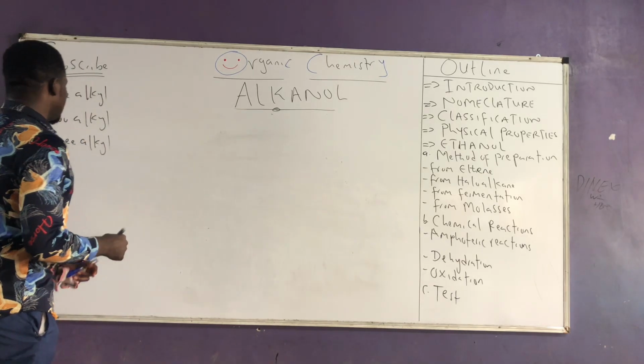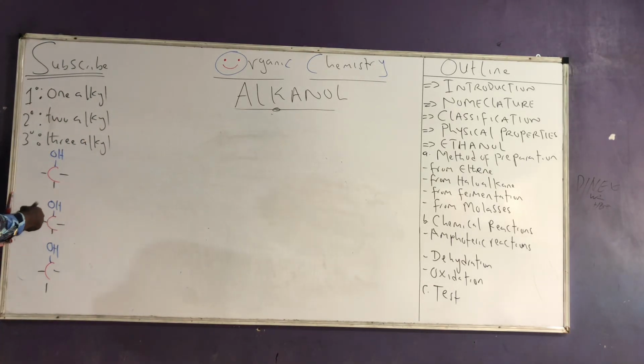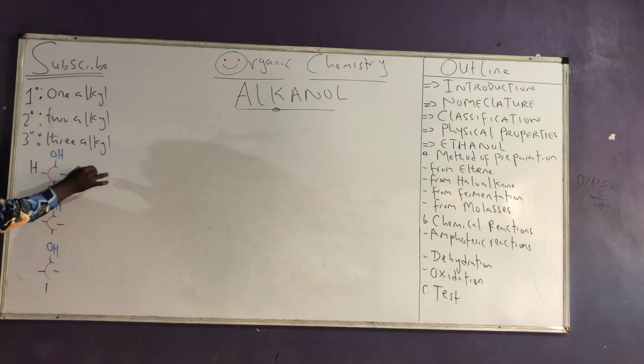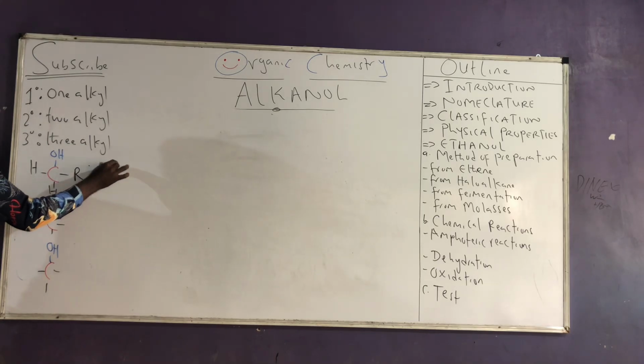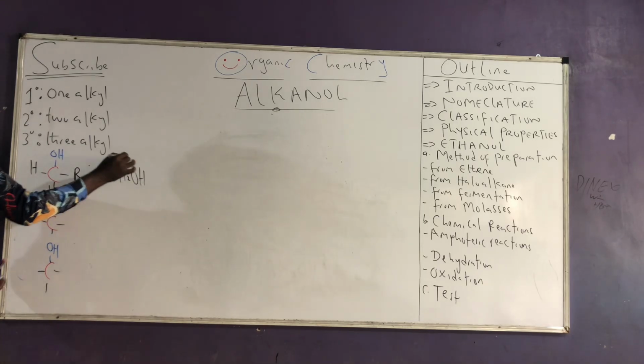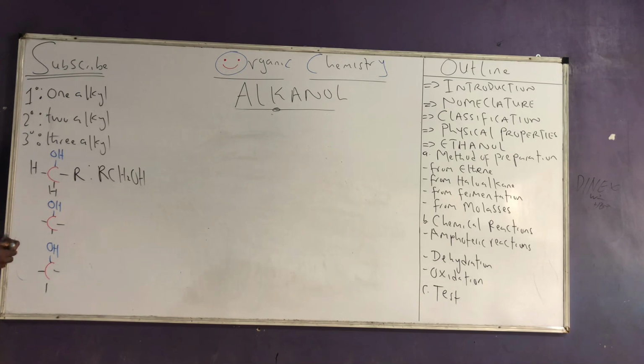Now for monohydric alkanols, there's only one alkyl group directly attached to this carbon carrying the OH. So these two other places can take hydrogen atoms. Therefore, I can say that the general formula for monohydric alkanols will be RCH2OH. So monohydric alkanols will fall into this general formula.